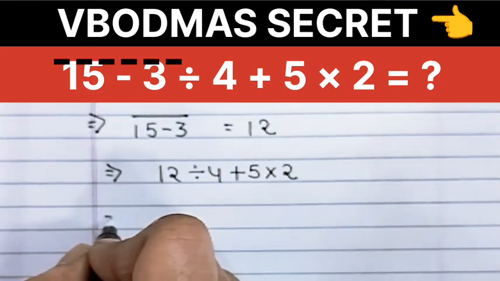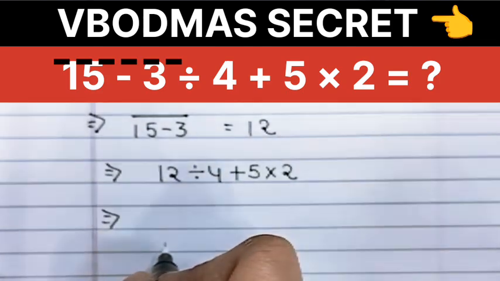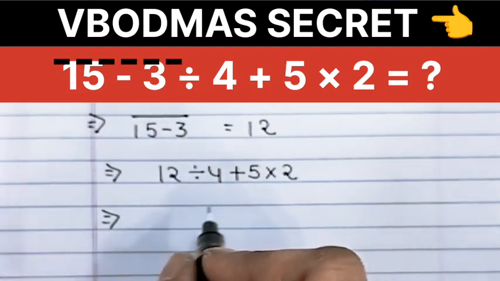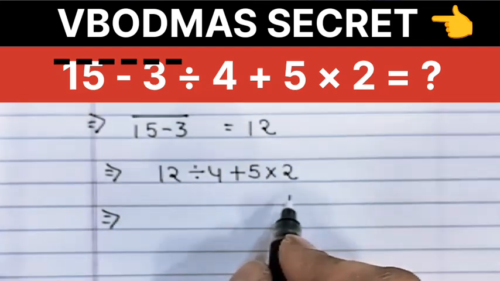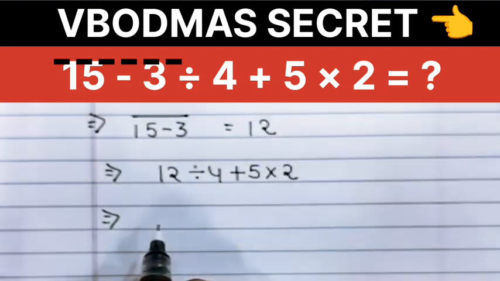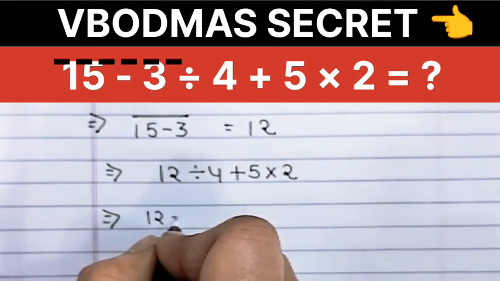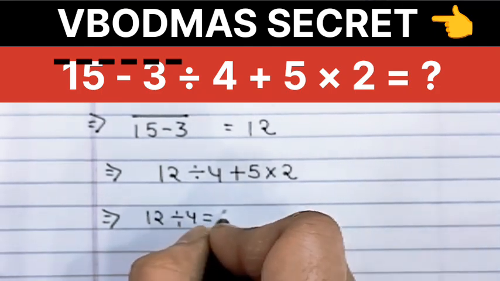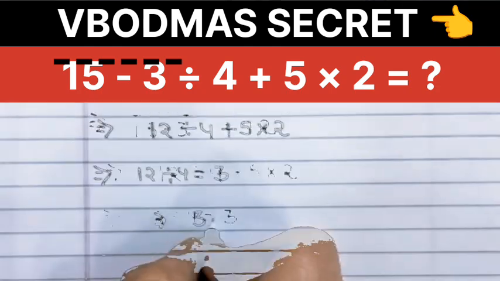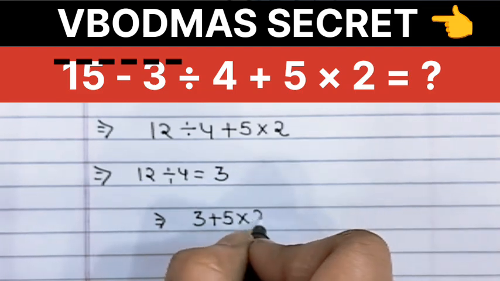Now the second step is division. Next we look for a division. Since there are no brackets in this expression, we proceed to divide. So 12 divided by 4 equals 3. Now the expression becomes 3 plus 5 multiplied by 2.